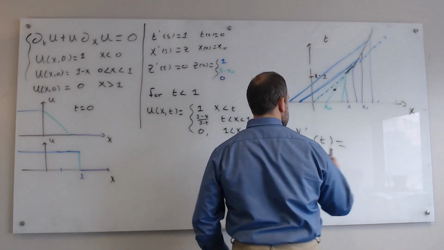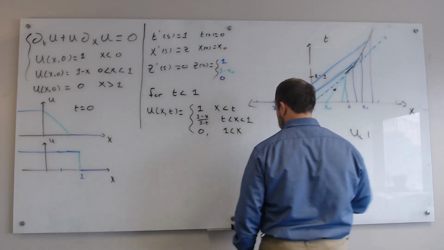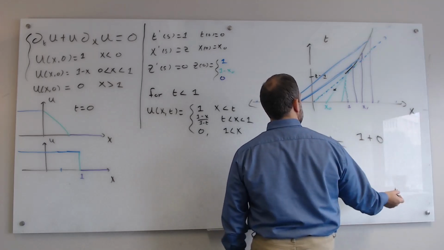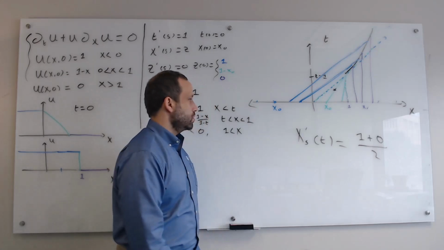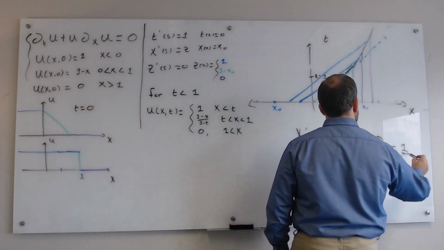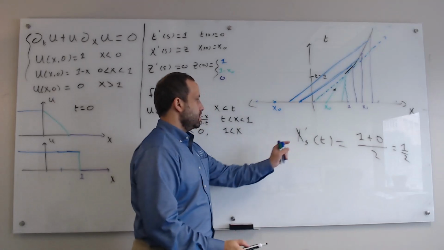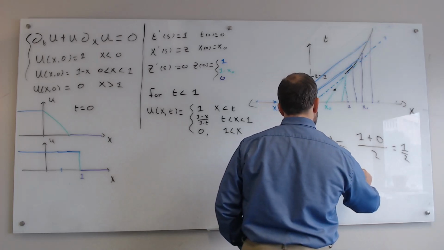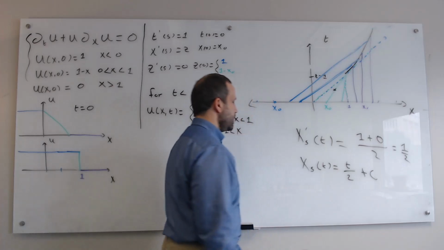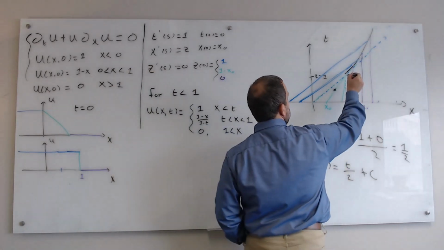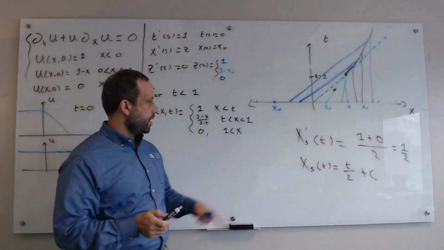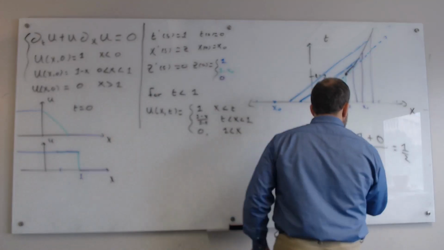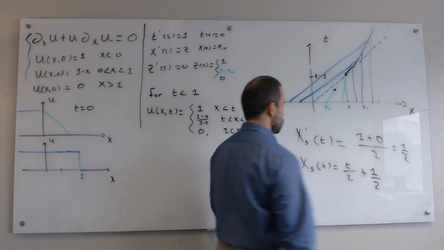Well, remember for the standard Burgers' equation it's just (UL plus UR) over 2. UL is equal to 1. UR is equal to 0. So we divide by 2, which is equal to 1/2. So xs prime is equal to 1/2. The shock velocity is equal to 1/2. So we've got xs of t is going to be equal to t over 2 plus c. Now it starts here when x is equal to 1 and t is equal to 1. So if I plug in 1 over here and 1 there, I've got 1 equals 1/2 plus c. In other words, c is equal to 1/2.